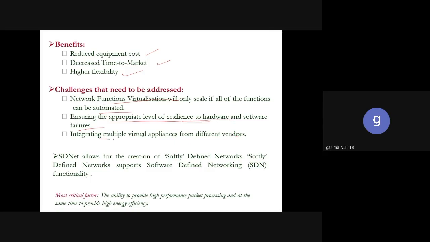Then integrating multiple virtual appliances from different vendors is very difficult, but they have started implementing this for 5G communication. And this software defined network supports software defined networking functionality. So basically we can say it is able to provide high performance packet processing and at the same time provide high energy efficiency. So NFV is one of the major parts of the 5G communication architecture.